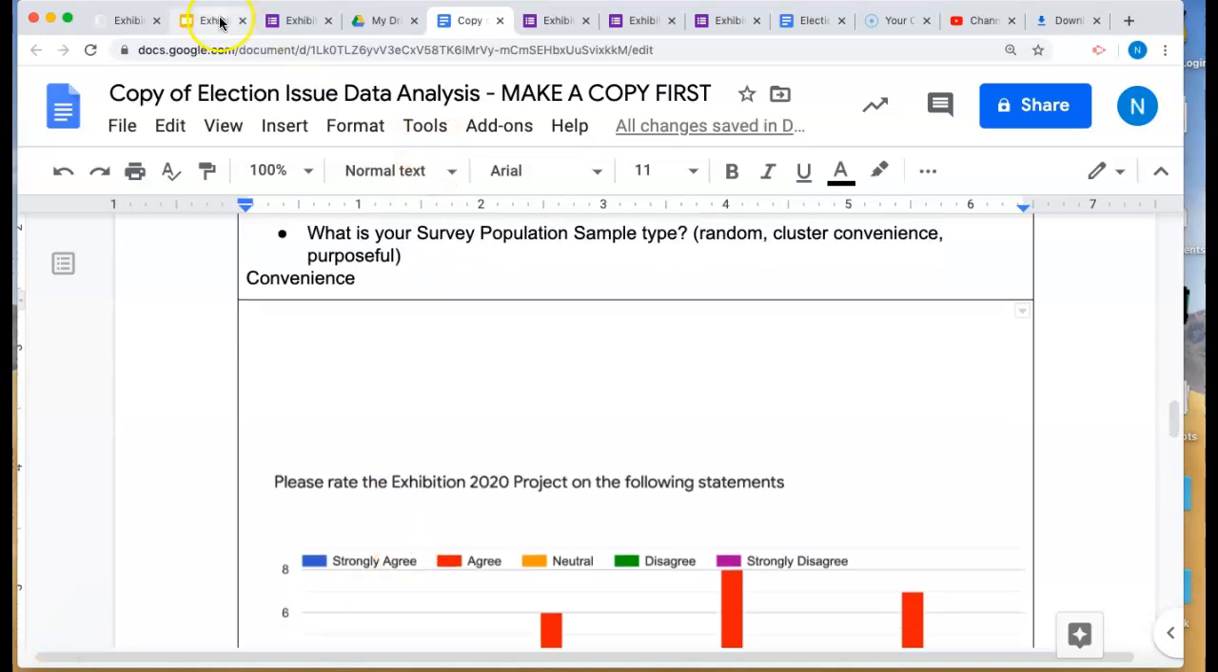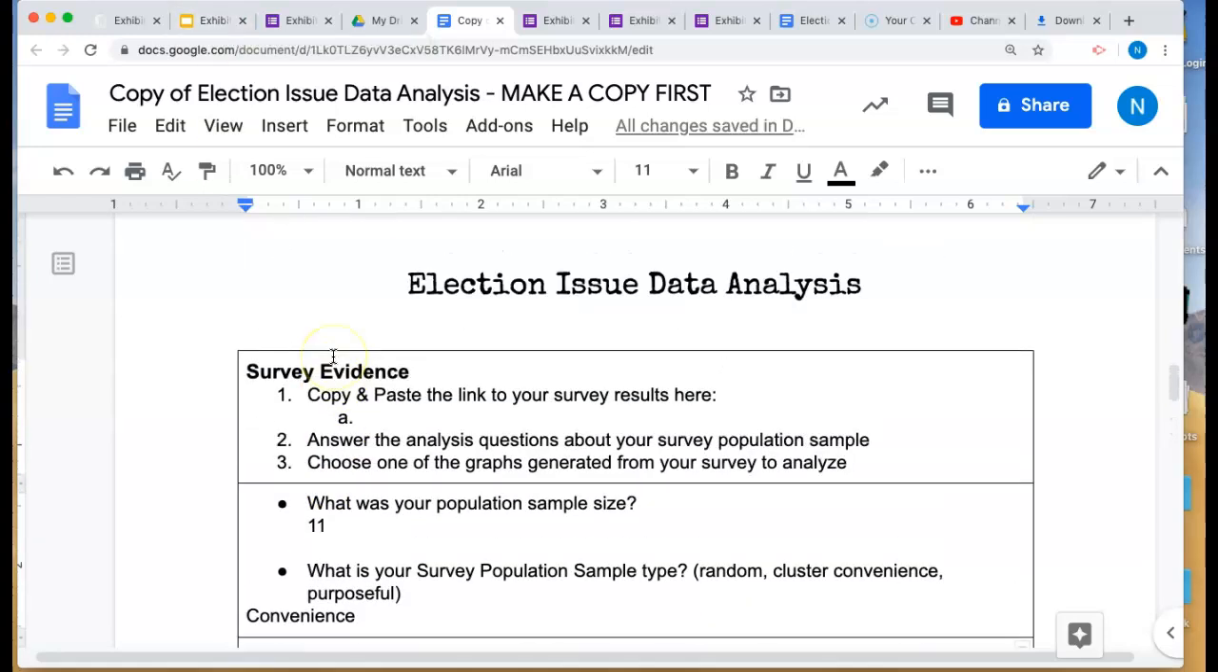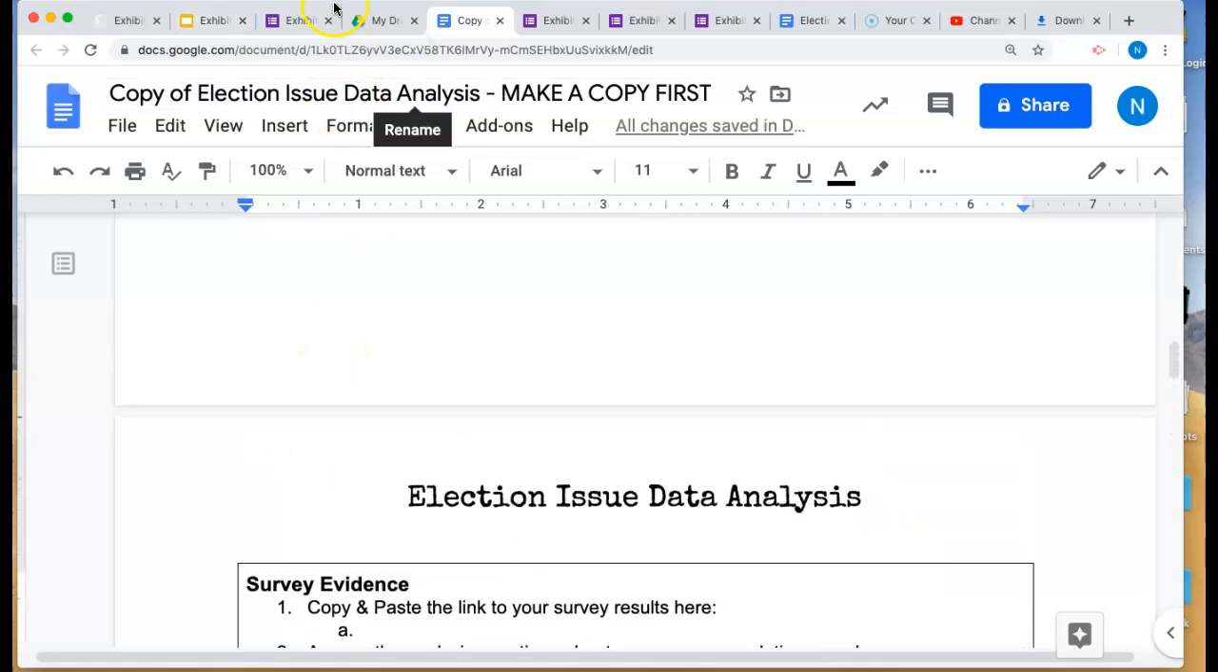All right, so that is all you need to know in order to analyze your survey results from your Google Forms survey. And again, looking forward to all of the great work and results from your hard work.